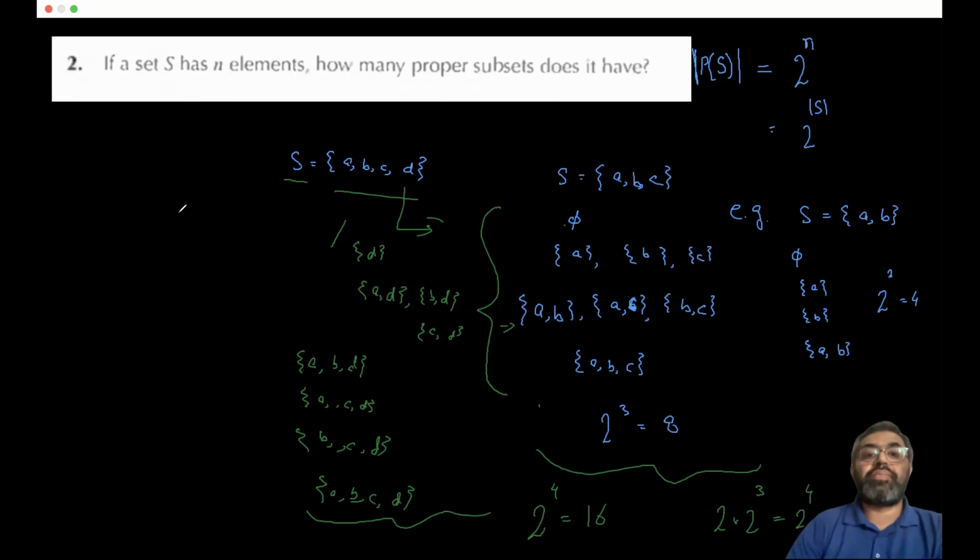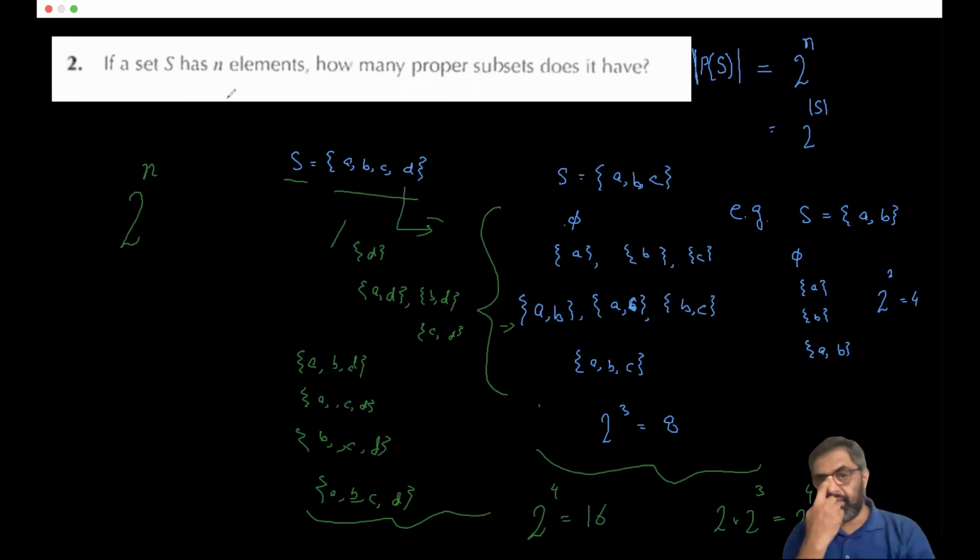So whenever we have a power set, the power set is a set which contains all proper subsets of a set. The number of elements in a power set is 2 raised to the power of the number of elements in the set, 2 raised to the power n, right? So if a set S has n elements, how many proper subsets do we have?